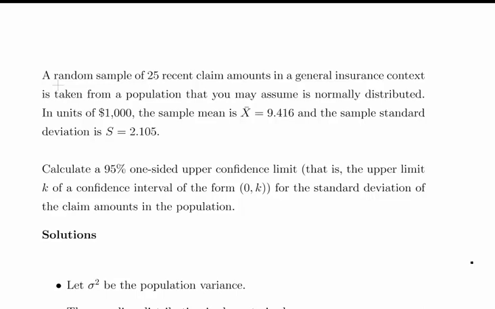Calculate a 95% upper confidence limit, that is the upper limit k of confidence interval of the form (0, k), for the standard deviation of the claim amount in the population. Now this is actually the trick of this question here. What exactly are we being asked?